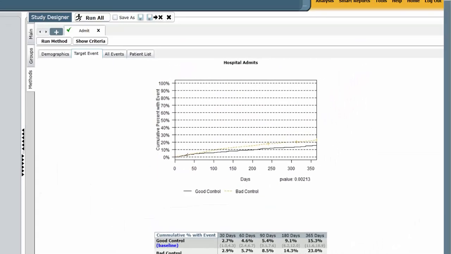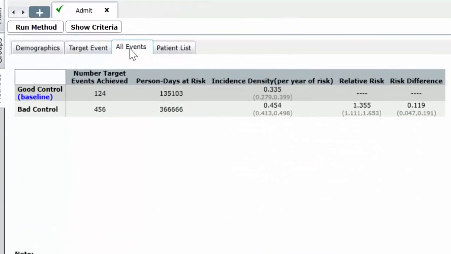Now, this is looking at only the first hospitalization. Suppose we look at all events. This is important. In the simple method, all events tab is very useful. It counts all the events, the first, the second, the third event, and it also calculates the person days of follow-up. In this case, this cohort of good control people had 135,103 days of follow-up. The 124 divided by 135,103 gives you the incident density. Multiplied by 365 days gives you the average number of admissions you would expect annually from this person, 0.3.